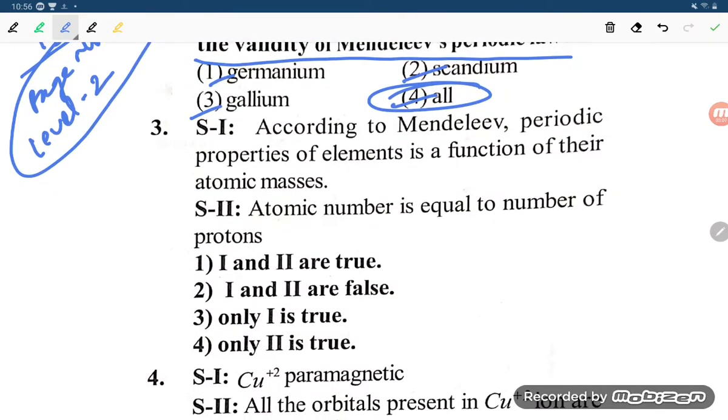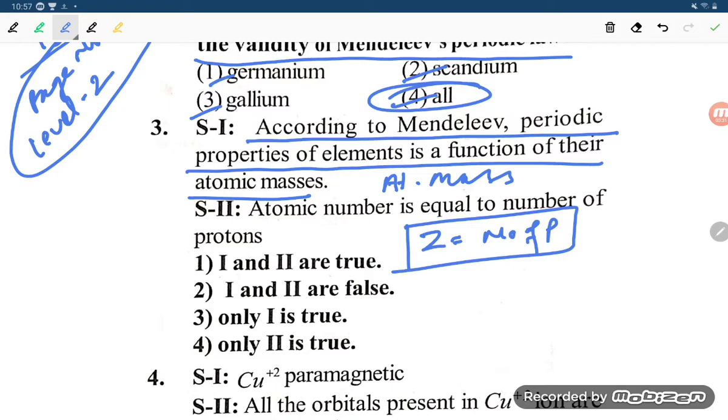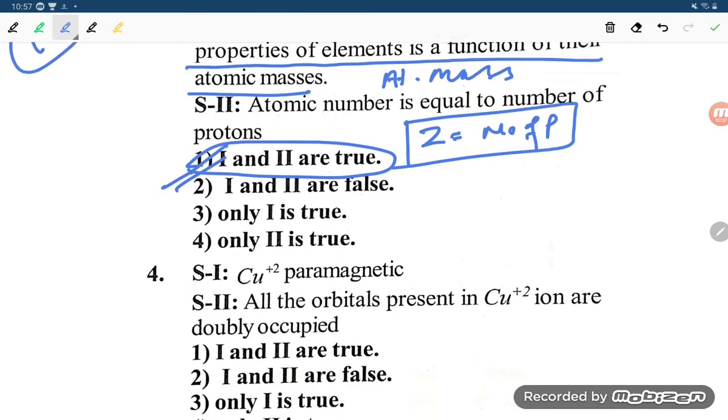Next, question number 3: according to Mendeleev, the periodic properties of elements are a function of their atomic masses. Mendeleev's periodic table was arranged on the basis of atomic mass, so this statement is correct. Atomic number is the number of protons, so Z equals the number of protons. Either you say atomic number or number of protons, both are the same. So the first and second are both correct. Option number 1 is correct, student.